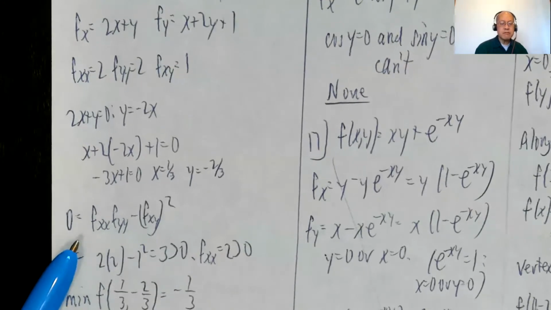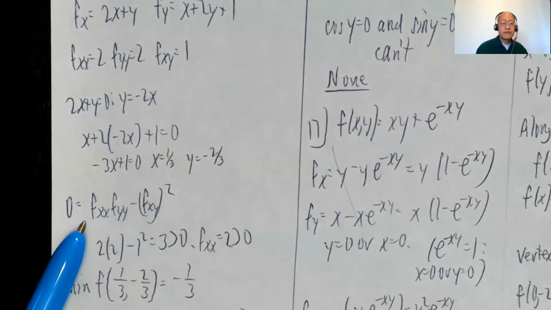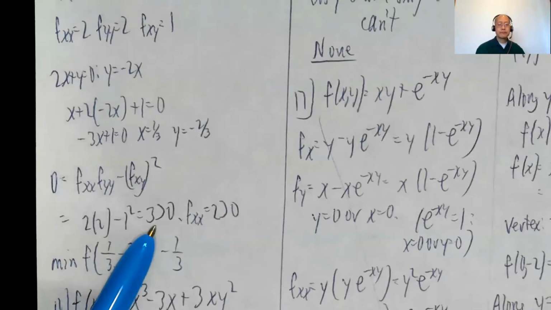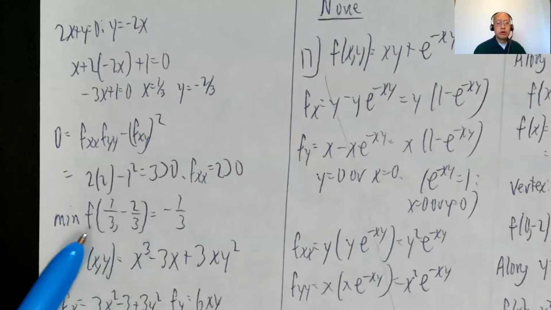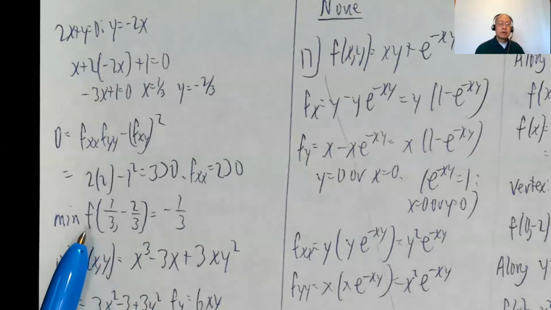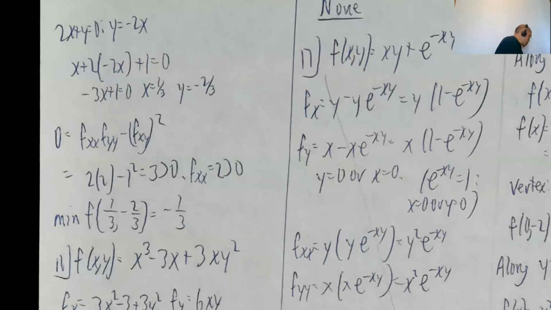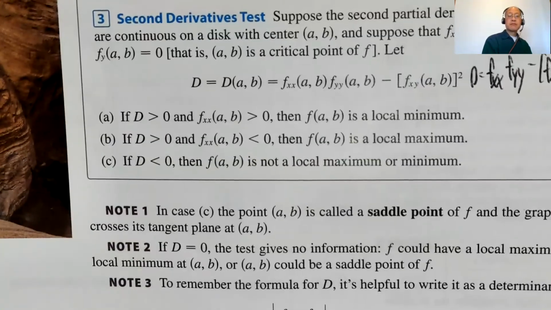Then I figure out the D. D is fxx times fyy minus fxy squared, which is fxx is 2, fyy is 2, minus 1 squared, that's 3, which is greater than 0. And fxx is 2, that's also greater than 0. So by our rule, we have a minimum. Okay, so the minimum value is f of (1/3, negative 2/3), which is negative 1/3. Okay, so we're using this chart over here. And again, put that on your formula sheet. This one, we had case A. Okay, so we're using this stuff.